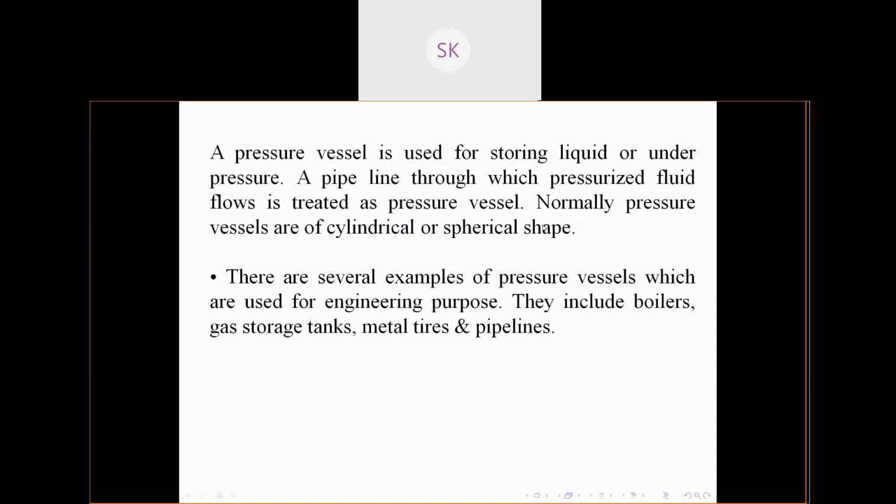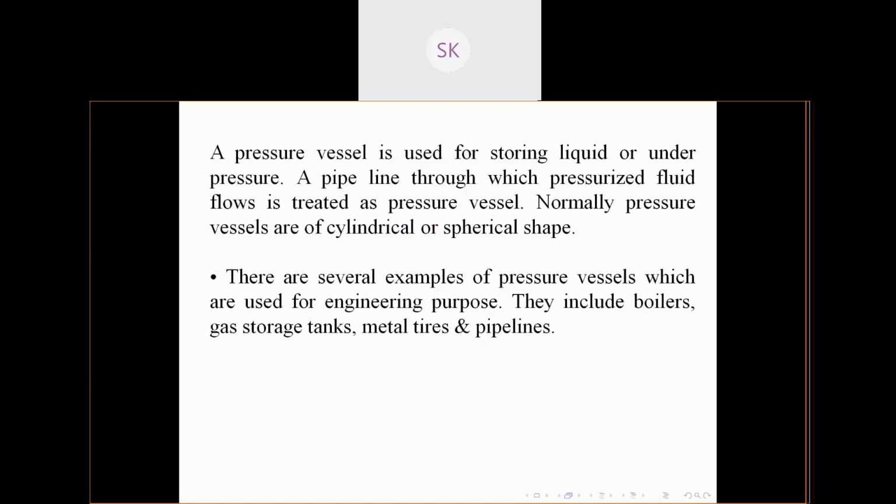Normally vessels are of cylindrical or spherical shape. If you go to some refinery or some company, they store gas or liquid in cylindrical or spherical shapes. There are several examples of pressure vessels used for engineering purposes. They include boilers, gas storage tanks, metal tires, and pipelines. So these are some typical examples.